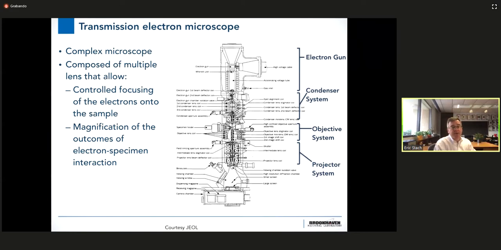We also have another series of lenses that allow us to change the outcomes of what we see with respect to the electron specimen interaction. By this I mean, and I will show you in detail, we can look at the diffraction events or we can look at imaging events. We can look at imaging events with a wide range of magnifications from as low as 50 times to as high as 15 million times. So that's an extraordinary range of magnification. Again, useful for characterizing materials.